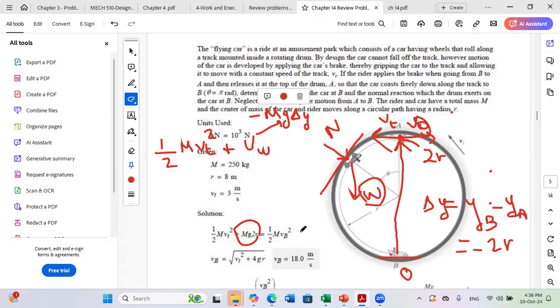Okay? Equals the final kinetic energy. The final kinetic energy is half m vB squared. The only unknown in this equation is the final velocity. I can solve for the final velocity.